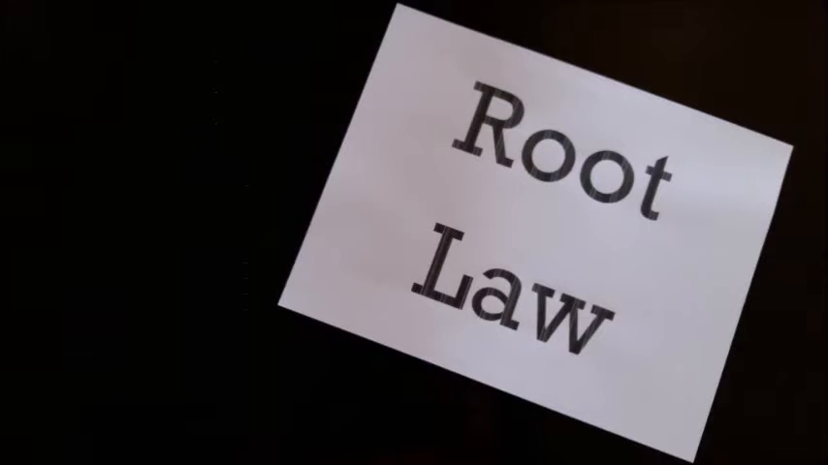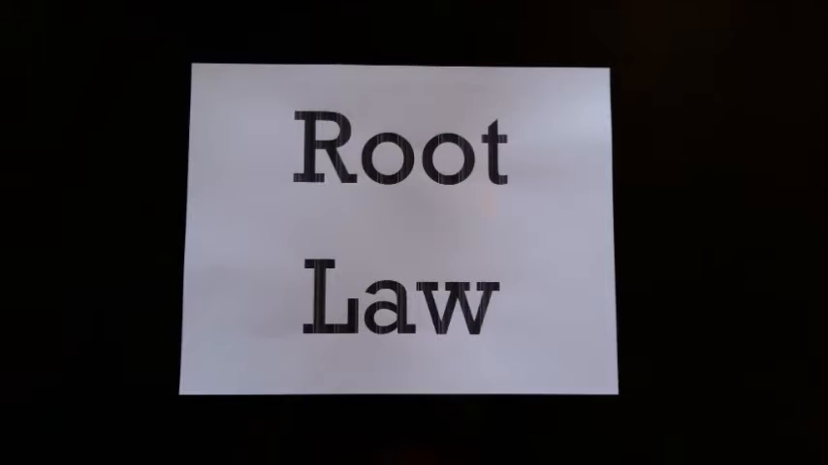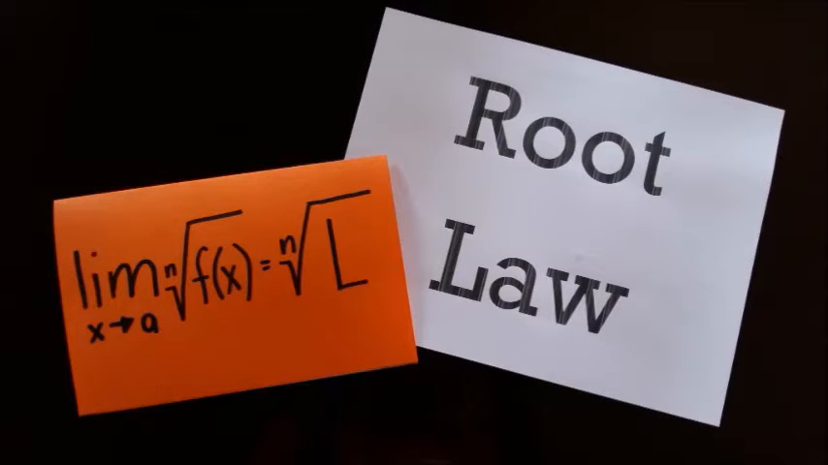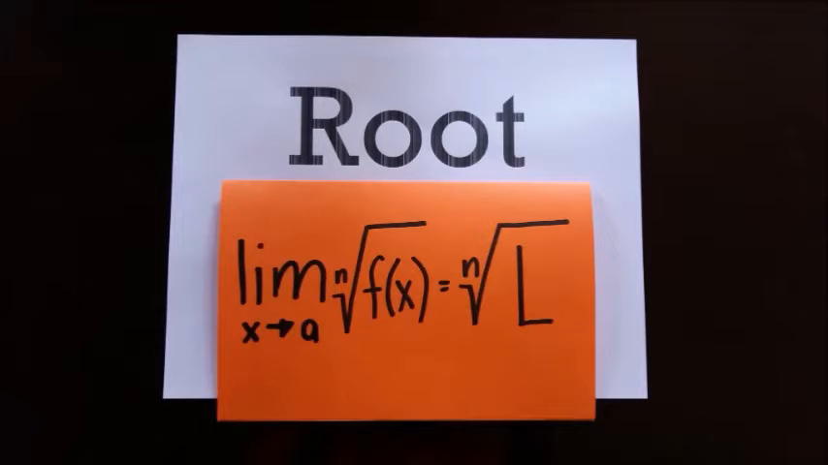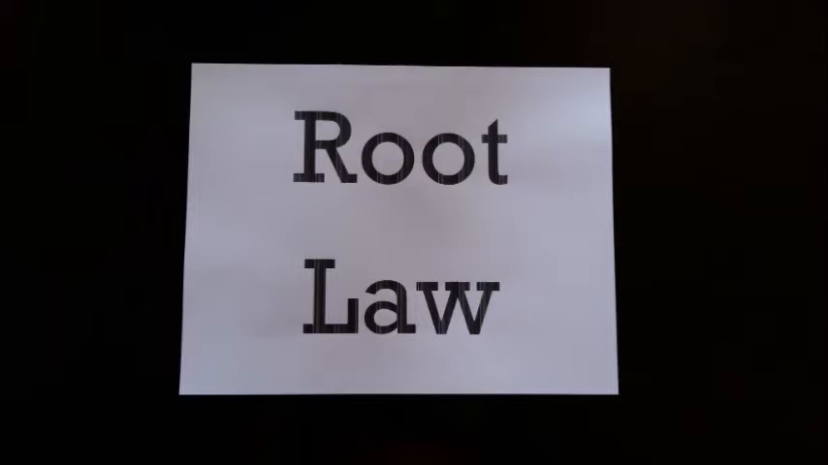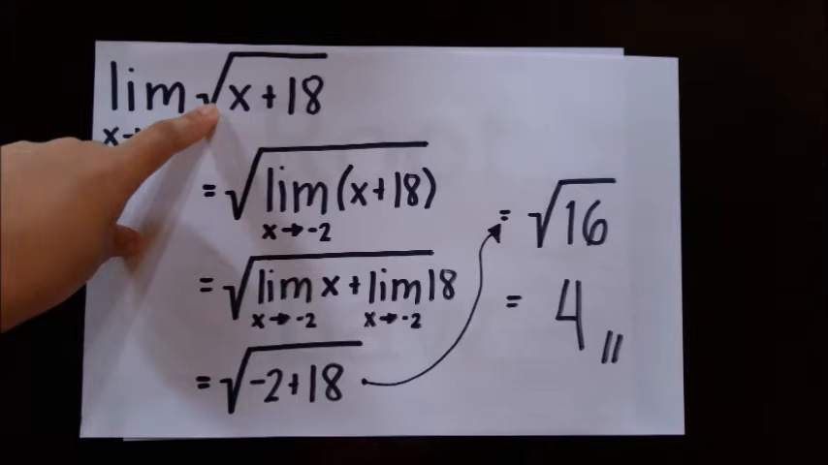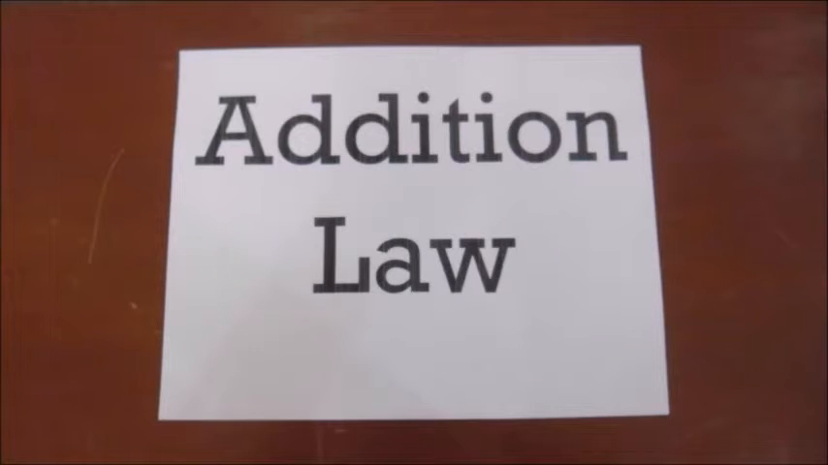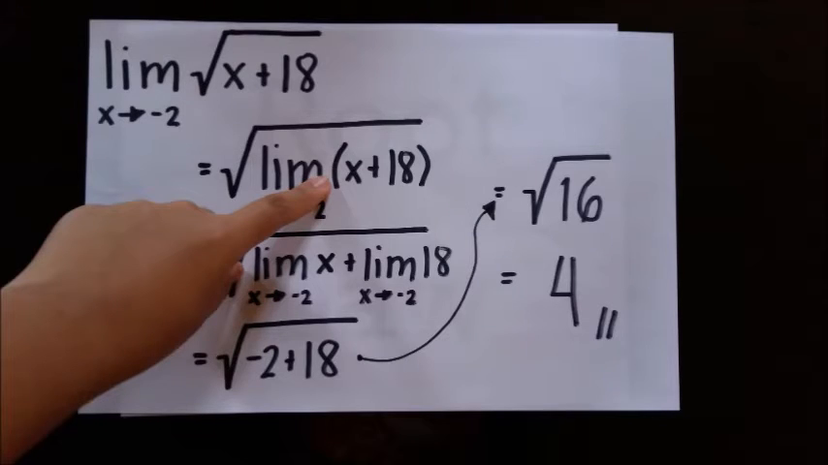Root law. For root functions, we can find the limit of the inside function first and then apply the root. We have to be careful that we don't end up taking a square root of a negative number. For example, the limit of the square root of x plus 18 as x approaches negative 2. First, we're going to apply the root law wherein we have to find the limit of the inside function first. So, it would be the square root of the limit of x plus 18 as x approaches negative 2. Then, we're going to apply the addition law wherein we have to find the limit of x plus 18 separately.